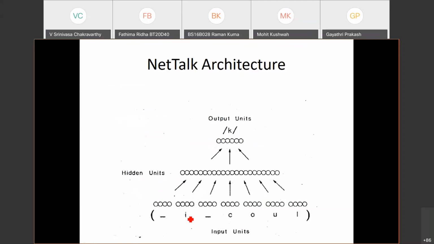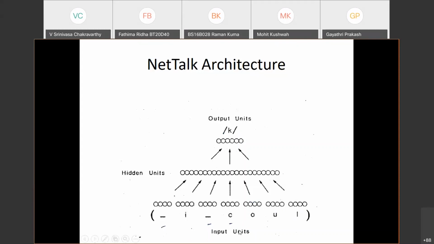I hope you can see my cursor. So the input is shown here, and you have letters, and these are blank spaces, and these are letters. You give 7 characters at a time. You have to output or predict the sound of the central character. What is it? This happens to be the phoneme k. This is the symbol for the phoneme in the output, k.